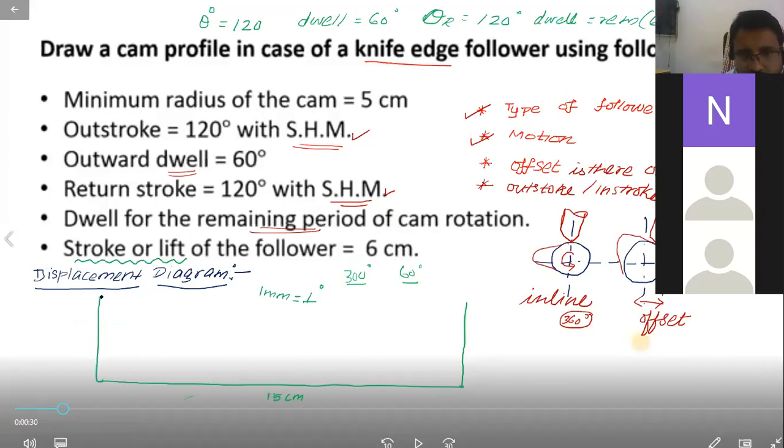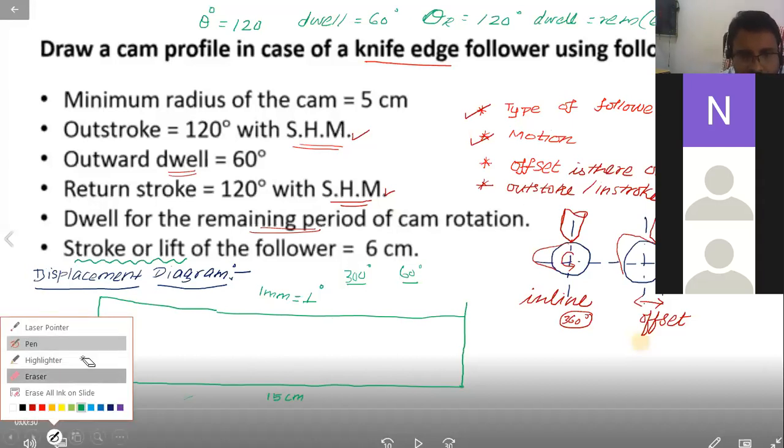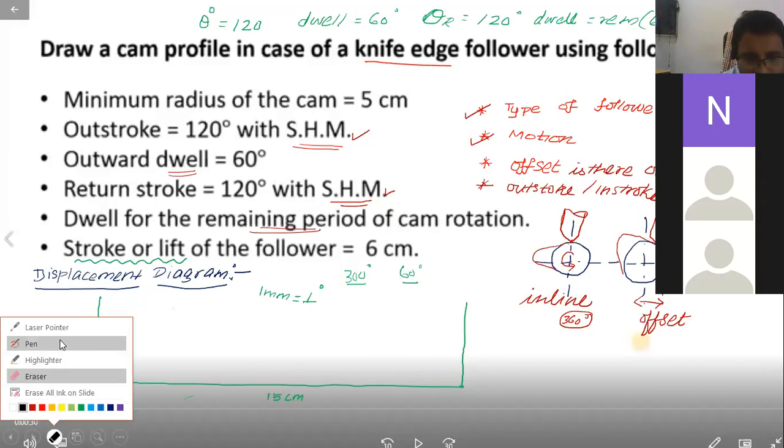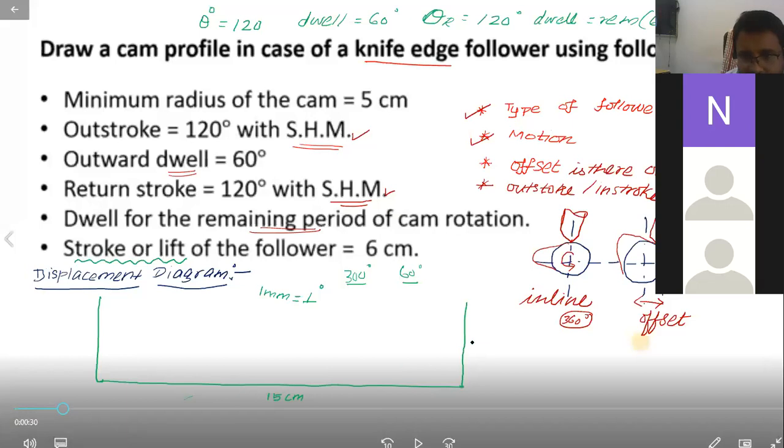Sir, should we draw that 6 centimeter also, or should we not draw? Draw 6 centimeter. The vertical line 6 centimeter we should draw, sir? Yes, you draw. Okay, sir. This is 6 centimeter, yeah, 6.